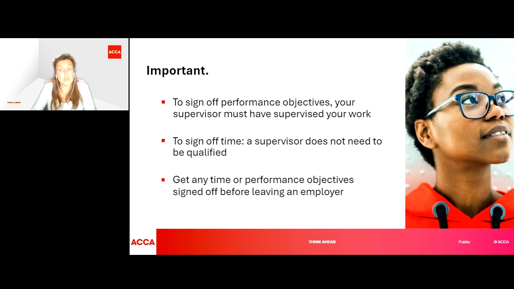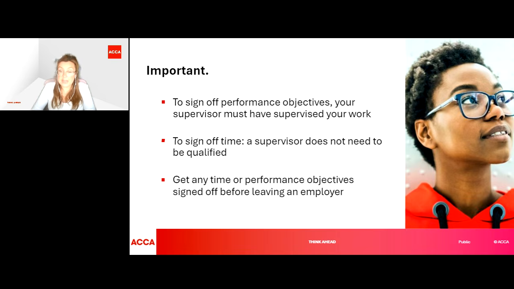Similarly, you should not be asking a supervisor to sign off a performance objective if, within your statement, you have written about work that they have not personally supervised. This is something that we see quite frequently, and unfortunately have to decline performance objectives at the stage of a trainee applying for membership. So please make sure that you only write about work that your supervisor has personally supervised.